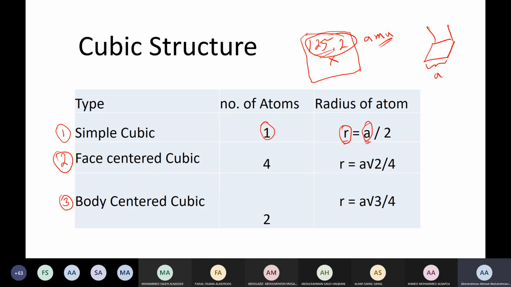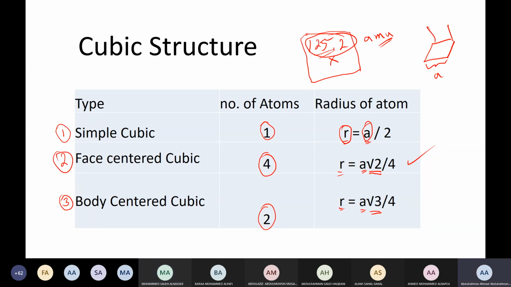If it's face-centered cubic, how many atoms are there in the cube? 4. What's the relation between R and A? R equals A√2 over 4. You must memorize this. If it's body-centered cubic, how many atoms are there in the cube? 2. What's the relation between R and A? A√3 over 4. To help you memorize, the difference is only that this is square root of 2 and this is square root of 3.